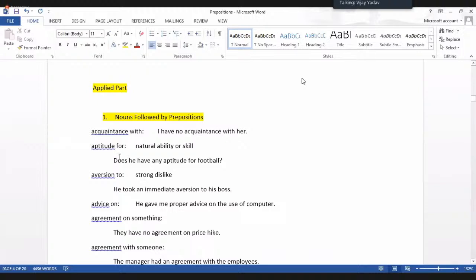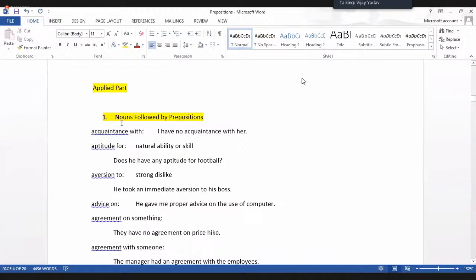Then another is aptitude for. Aptitude for means natural ability. Does he have any aptitude for football? So, natural ability. Aversion to. Aversion takes the preposition to. It means a strong dislike. So, he took an immediate aversion to his boss. It means he disliked his boss.